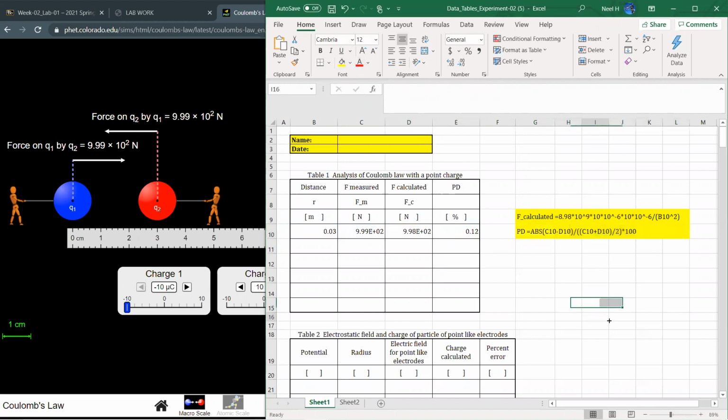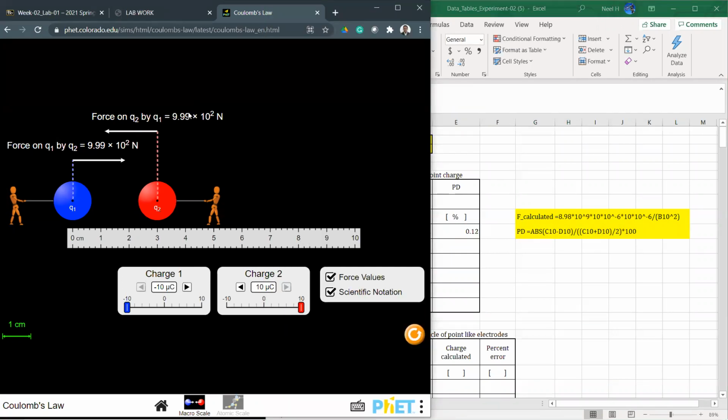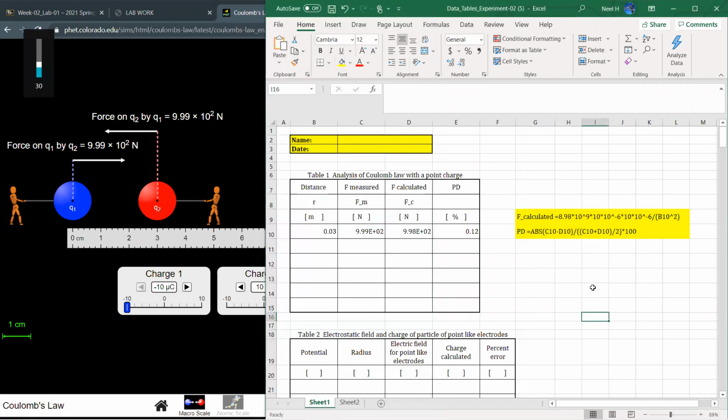Sorry, Professor, what is the F measured? F measured is a number given here. You see that? Force on Q2. Yeah, that we read indirectly. All right, got it. That's all. It's a very simple calculation, a very simple way to check whether Coulomb's law is actually working as it says, or there's something different.